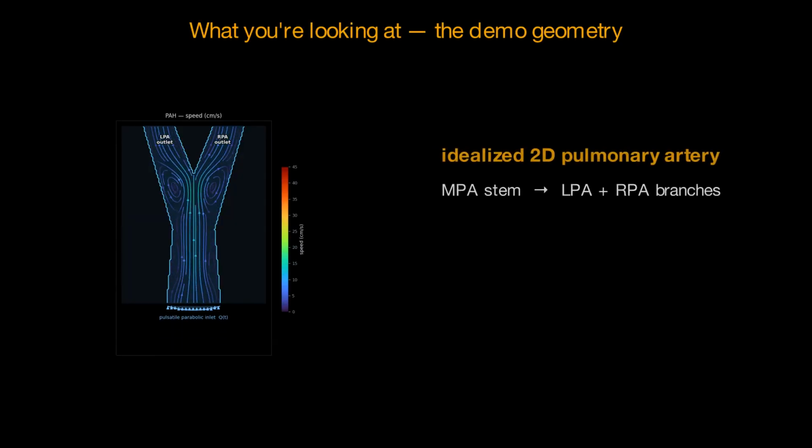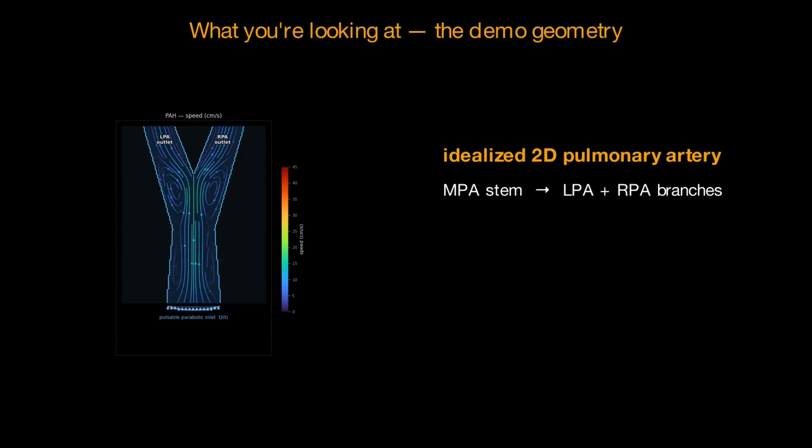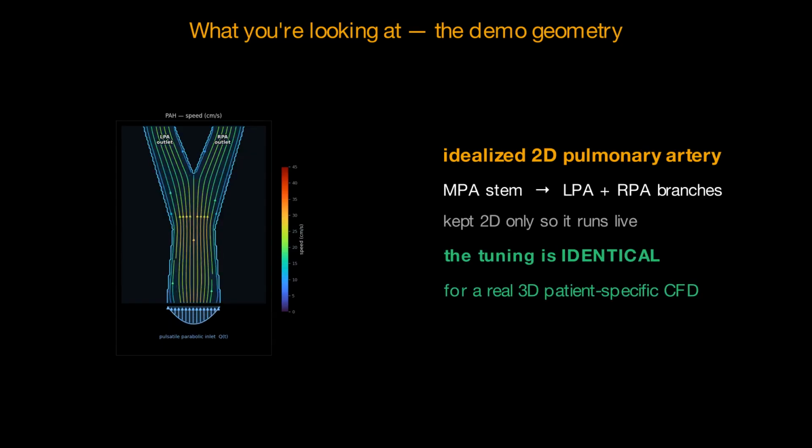One quick note on what you're actually looking at. To keep this simulation fast enough to run live, the artery here is an idealized two-dimensional model, a main pulmonary artery splitting into its left and right branches. Nothing about the method leans on that shortcut. The way we tune the Windkessel and validate it is exactly the same for a real, three-dimensional patient scan. The geometry is a stand-in, the procedure is the real thing.